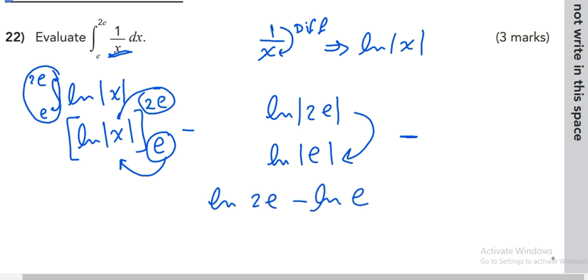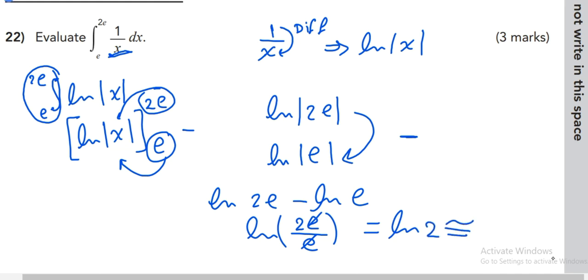Here we can remove the absolute value sign because 2e is positive and e is positive. As we said before, from the properties of logarithm, ln minus ln equals ln of the division, so it will be ln 2e over e. By simplifying, cancel e with e, it will be ln 2. And if you want to write it as a decimal, it will be 0.693. If he didn't ask to write it as a decimal, you can cancel this part.